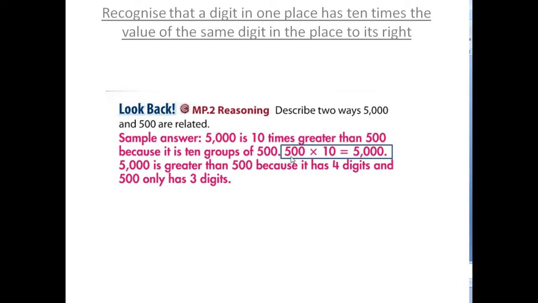What is the second relationship between 5,000 and 500? Of course, 5,000 is greater than 500. So this is the second relationship. That's because 5,000 has 3 zeros, and in all, it has 4 digits: 1, 2, 3, 4. It is greater than 500, which has 3 digits: 1, 2, 3. Okay.